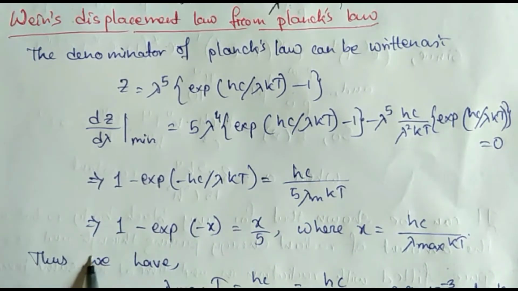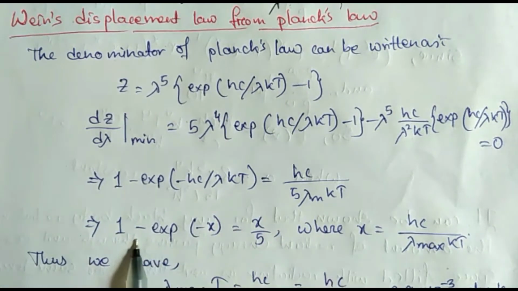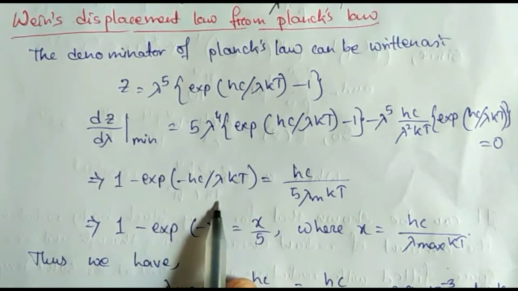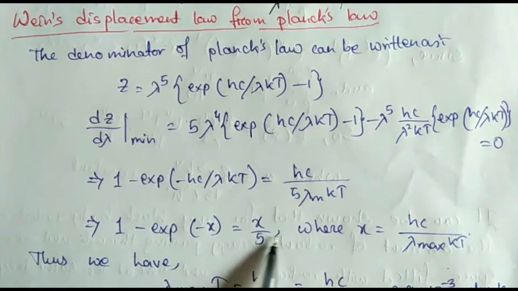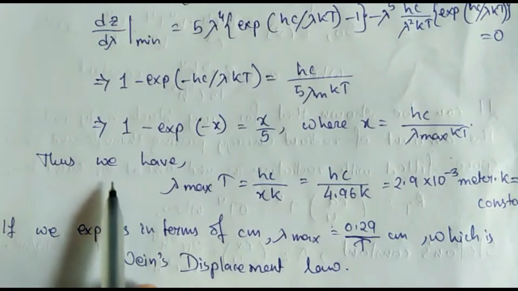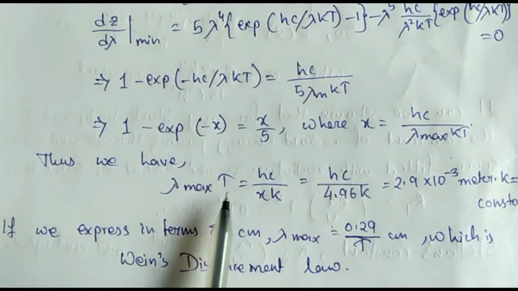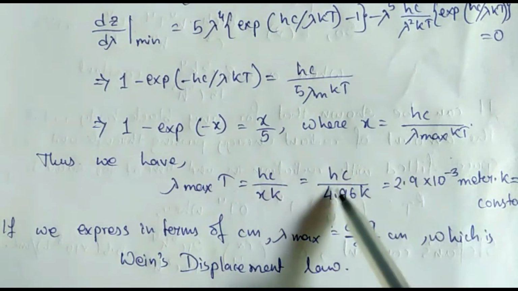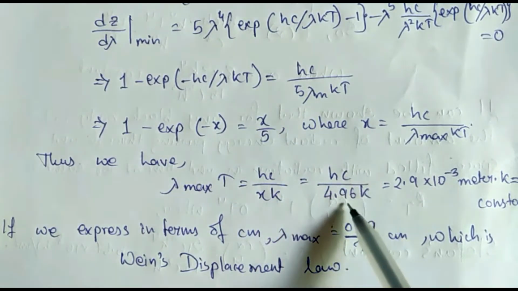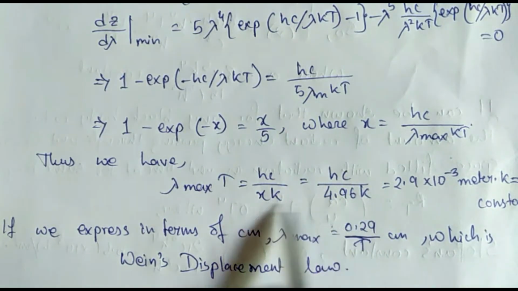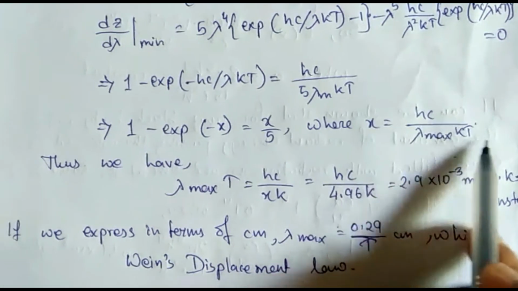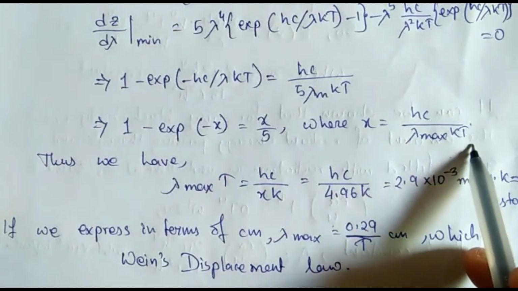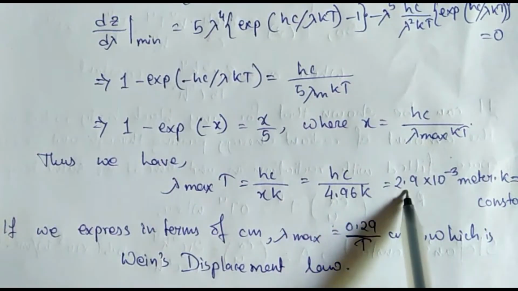And from this we get 1 minus exp(minus x), where x is hc by lambda max kT, equals x by 5. Thus we have lambda max T equals hc by xk, which equals hc by 4.96k, where x is this term, and when we solve this equation with certain values, we get 4.96.